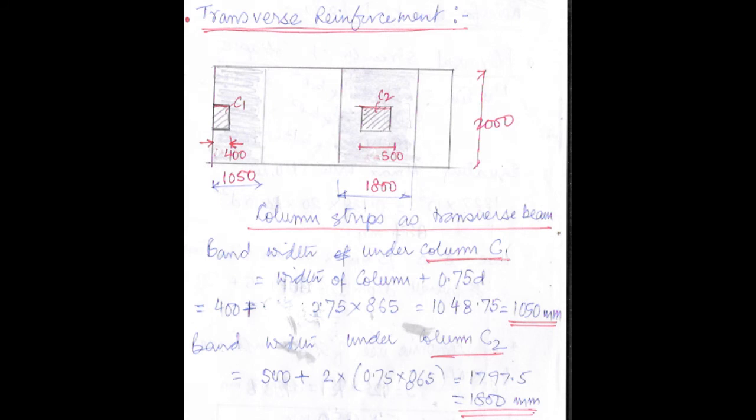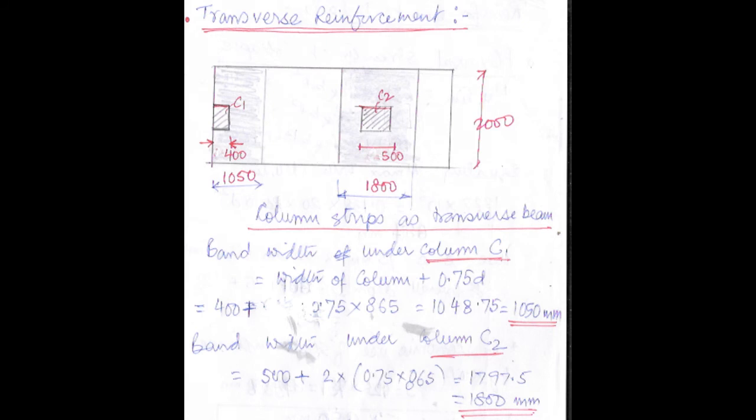Again, the width of the column plus 2 into multiplied by 0.75 into small d. Why here we have used 2? As you can see in the diagram, for the column C2, both sides we have to add the 0.75 d, whereas in case of column C1 it is only one side 0.75 d. Why? Because the other face of the column coincides with the property line, so there is no space to again provide a bandwidth.